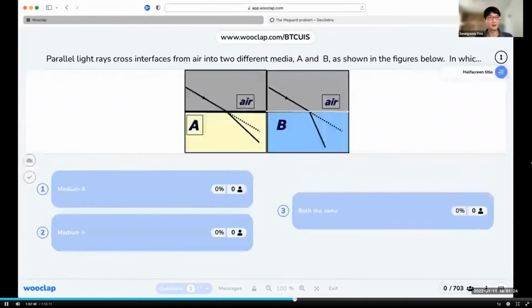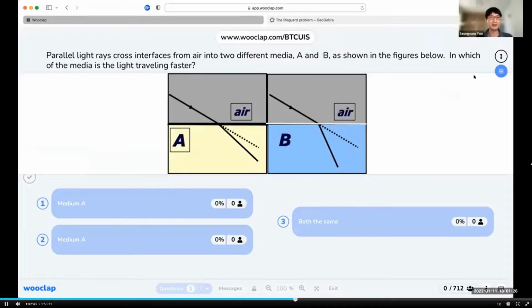So let's start. Parallel light rays cross interfaces from air into two different media, A and B. In which of the media is the light traveling faster? You can start the voting. So what do you think? In which medium does the light travel faster?